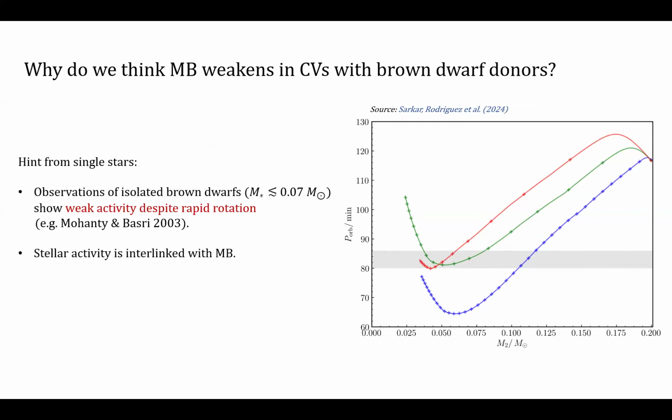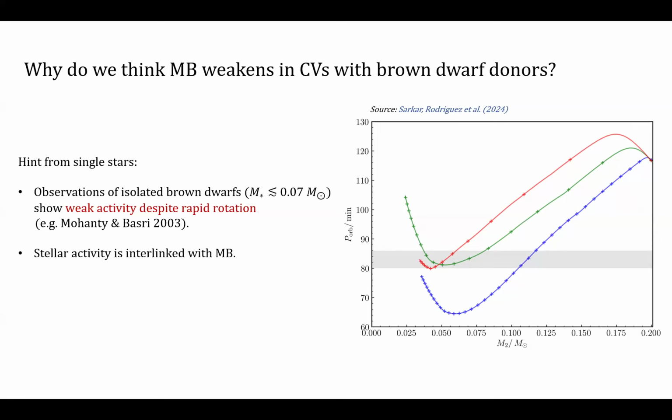So the question is, yes, we do explain why we don't see period bouncers here if we use a kappa that decreases with mass. But why does kappa decrease with mass in the first place? Why do we think that this happens? The essence of this proposed solution comes from single stars. So we know that magnetic braking is intricately related to stellar activity, and stellar activity is related to the spin of the star. So in F, G, A, and M type stars, we usually see that the faster a star rotates, the more activity.